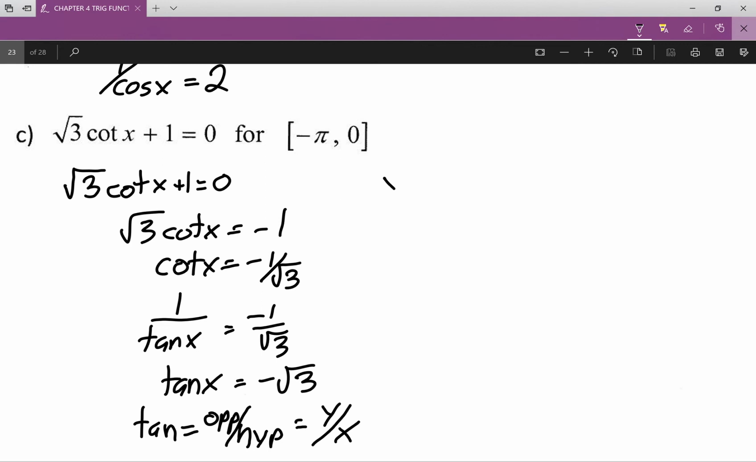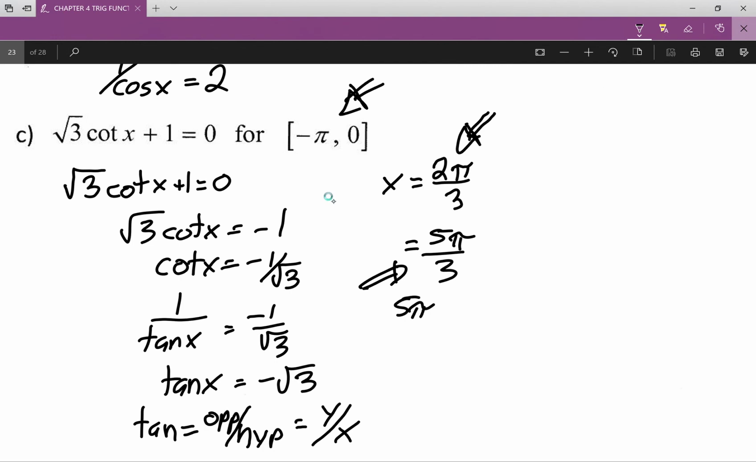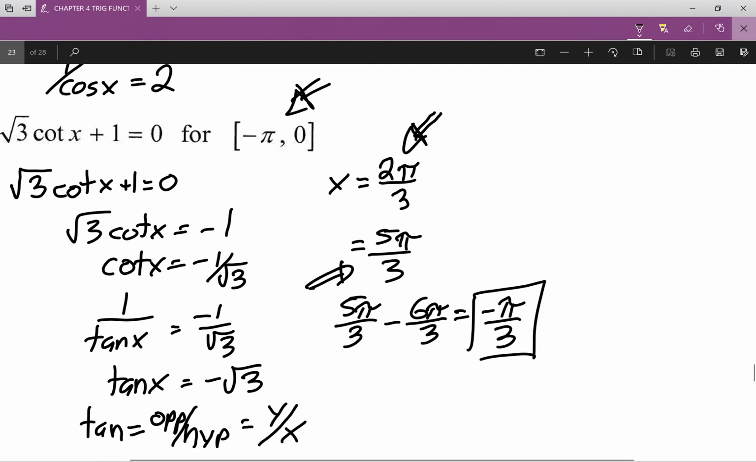The solutions it would give me would be x equals 2 pi by 3, and, sorry, quadrant 4, x equals 5 pi by 3. So I get my solutions from quadrants 2 and 4. Now, the next thing here is we notice the negative pi to 0. So my solution has to be between negative pi and 0. Since this one is in quadrant 2, that's not going to fit into that domain. So we look at the one in quadrant 4, 5 pi by 3. I subtract the 2 pi from it, or the 6 pi by 3, and this will give me negative pi by 3. So negative pi by 3 becomes my answer for this equation.